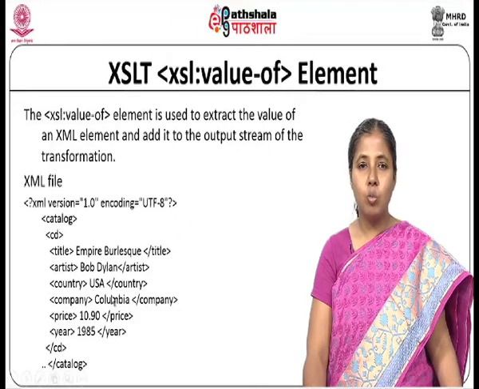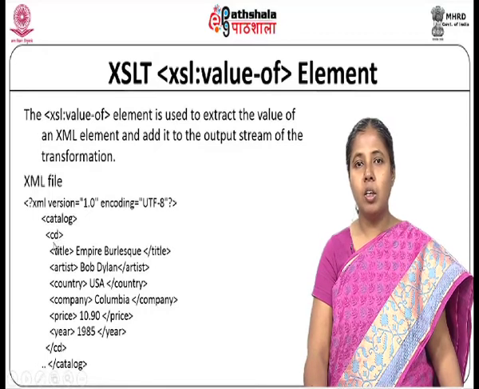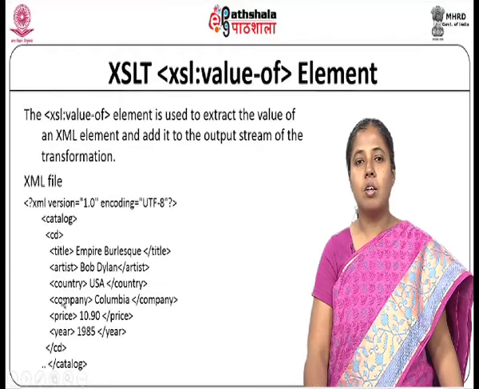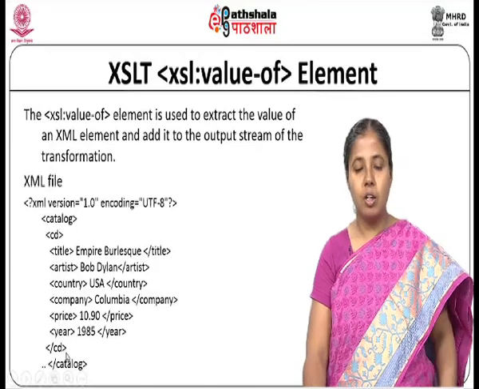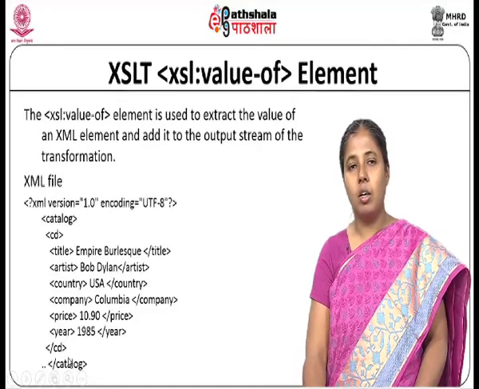Now coming to another example, this is a catalog example. It is an example given in w3schools.com. So, you can see that there is a catalog of CDs, with the title of the CD, artist, country, company, price, year, everything is there, and you have several other CDs within this catalog element.